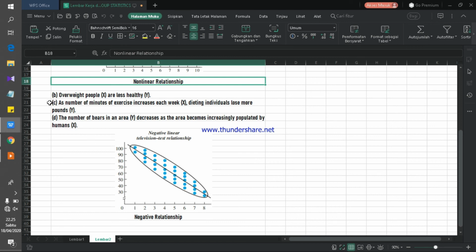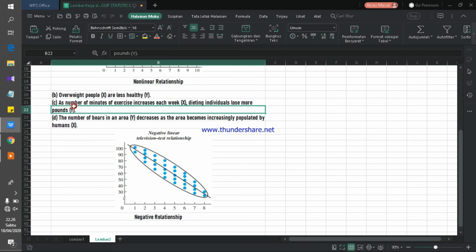And then let's see part C question. As the number of minutes of exercise increases each week, dieting individuals lose more pounds. So this case is the same as B, right? Because the X value is increasing, but the Y value is decreasing. So the answer is also negative relationship.